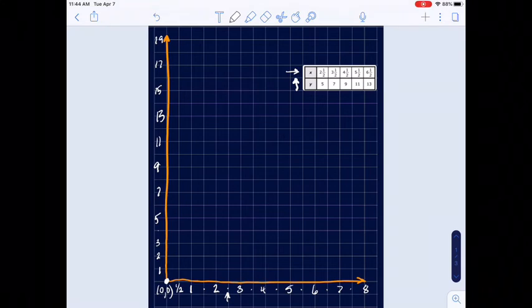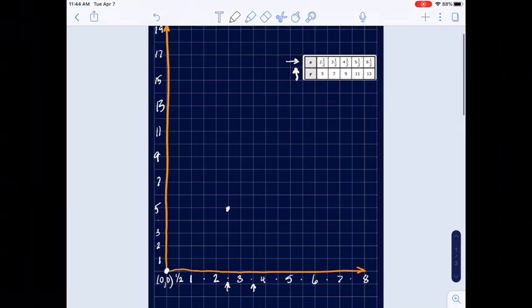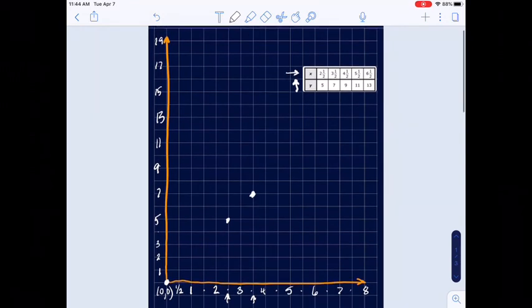So 2 1/2, up to the 5, and I put a mark. I remember that on a coordinate grid, I have to put the mark where the 2 points intersect. In this case, the 2 1/2 and the 5 intersect right here. Now we have 3 1/2, 7. So I go across on the x-axis to the 3 1/2, and then I go up to the 7, and I put a point where those two coordinates intersect.